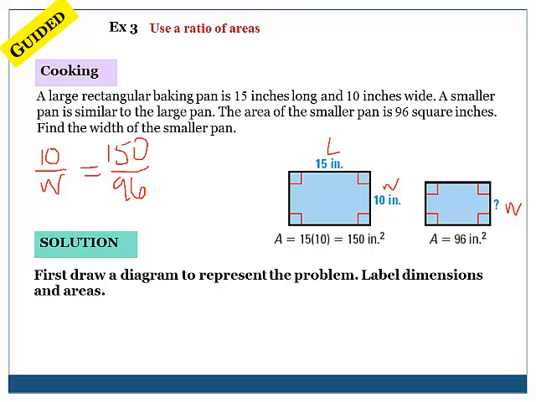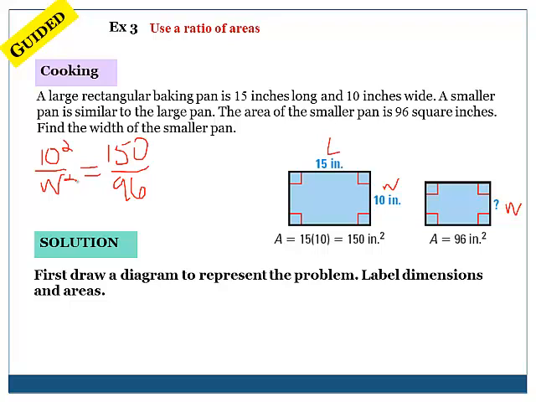And is this how we set it up? No, because remember, we're dealing with areas. So if we have an area on the right and we have a side length on the left, we need to square our side lengths to make it equal to the area. You can see 10 squared goes with 150 and the W squared goes with 96. And now all we need to do is simply cross multiply and solve.